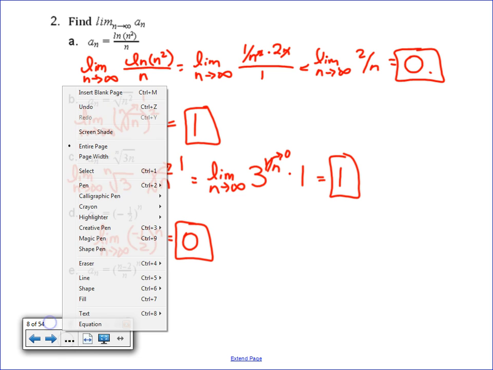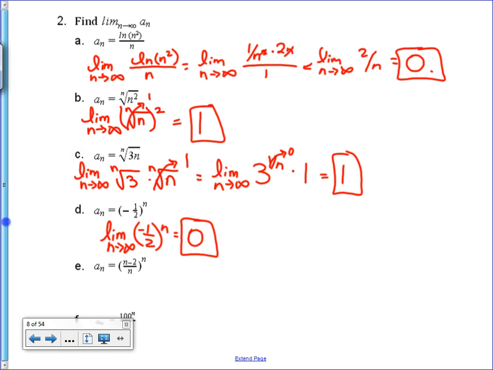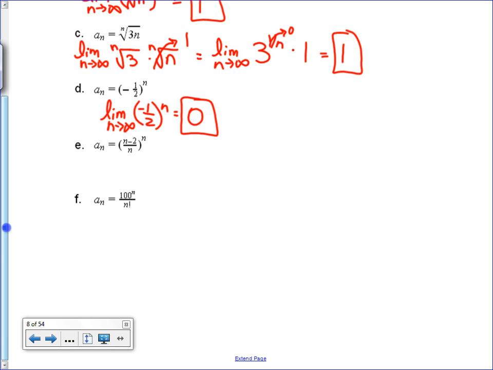Number next one, let me see if I can zoom. Can I zoom in at all? A little bit. Try and make it so you can see better.